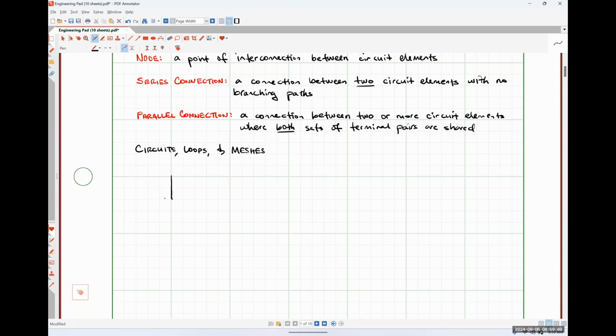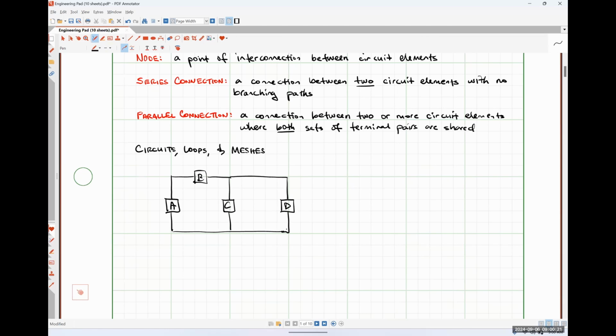So I'm going to redraw that network that we just had a little while ago. So we've got element A, element B, element C, and element D, like so, right? I haven't made any changes or introduced anything new, okay?